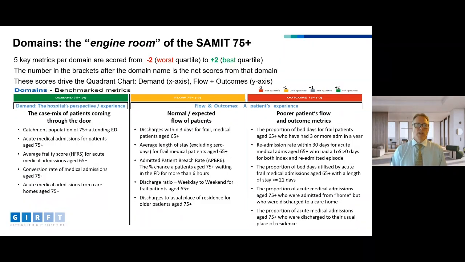So the demand metric, which is essentially trying to set out what it feels like from a hospital perspective, i.e. what is the case mix of patients coming through the door, and then the flow and outcomes, you add up those two scores together to get at your y-axis or your y-coordinate on the quadrant chart, which then sets out what it feels like from a patient's experience. Now, I'm not going to go through all of those individual metrics, but what I wanted to do was just log which metrics were scored within each of the domains. So next slide, please.